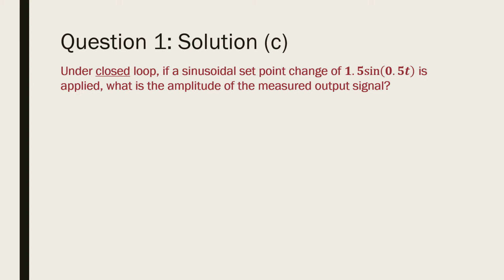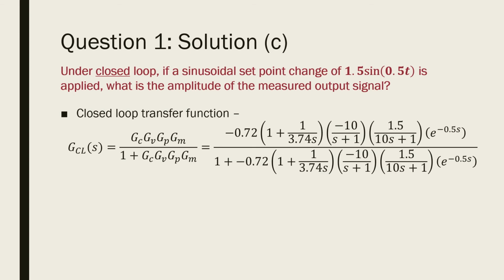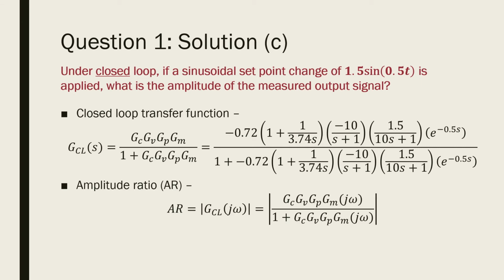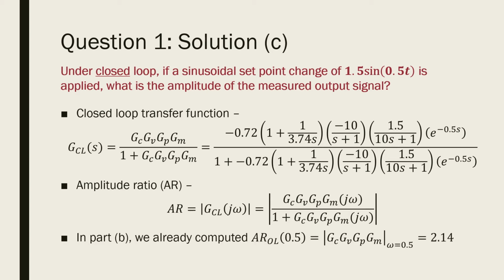In part C of question 1, we are asked to find the amplitude of the output signal when the same sinusoidal set point input signal is applied, but under closed loop conditions this time. The closed loop transfer function is given by the product of all the transfer functions in the forward path over 1 plus all of the transfer functions in the feedback loop, and is given as shown. The amplitude ratio is computed for the frequency response transfer function of the closed loop. We can make use of the open loop amplitude ratio at the given input signal frequency to compute components of the closed loop amplitude ratio.